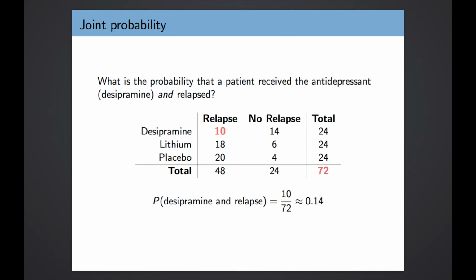So, whereas the marginal probability asked about the probability of a patient relapsing, this joint probability is going to ask, what's the probability that a patient received the antidepressant and relapsed? So here we're going to look at the patients who are in this category of being treated with desipramine and relapsing. So there are 10 of them highlighted in the table here. We're going to take those 10 patients, divide by the total number of patients in the study to get the proportion of patients who were treated with desipramine and relapsed. That's about 14% of them.